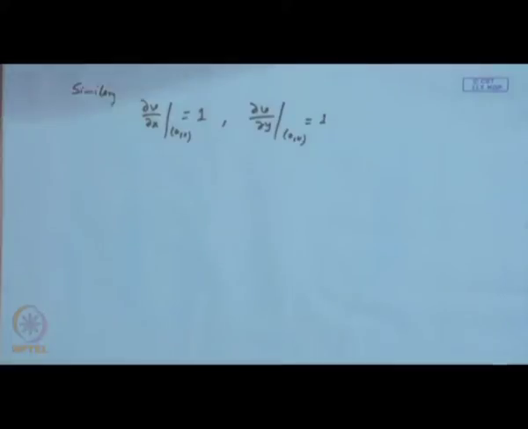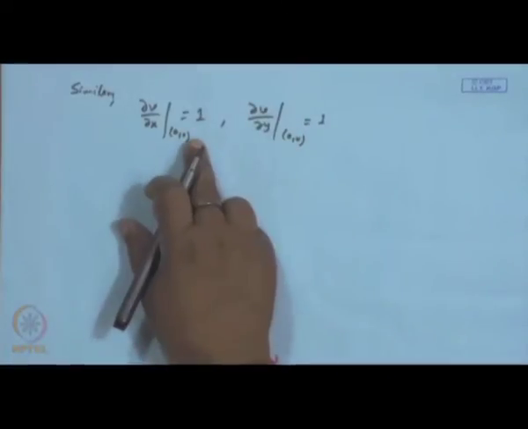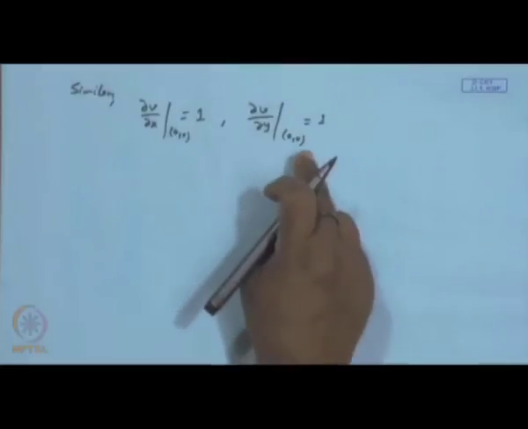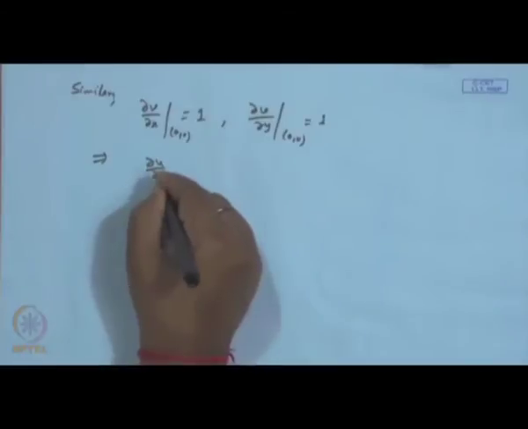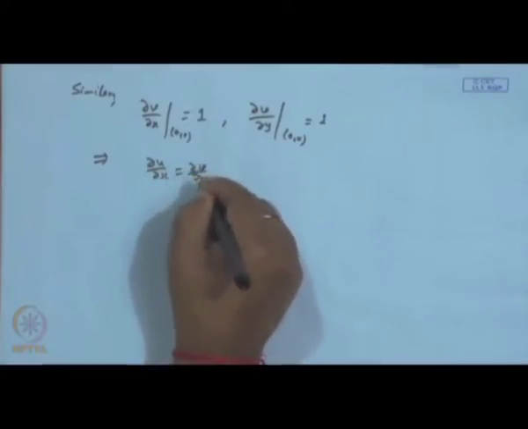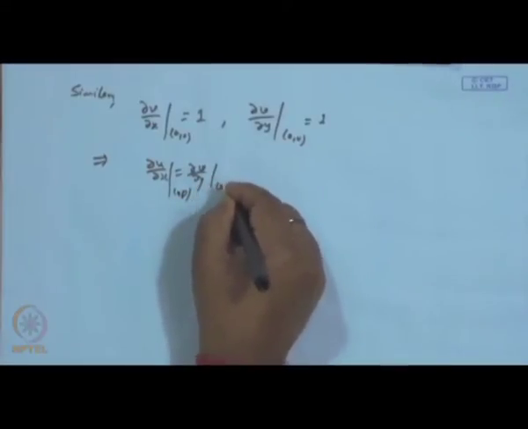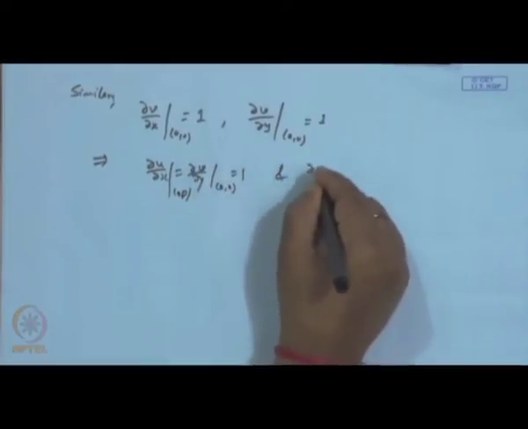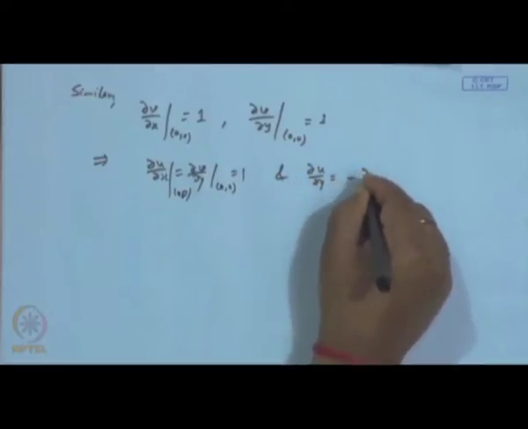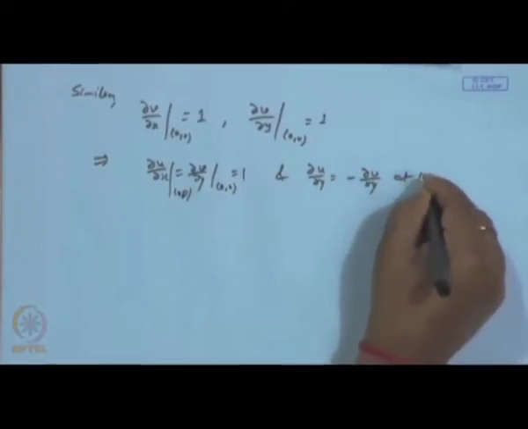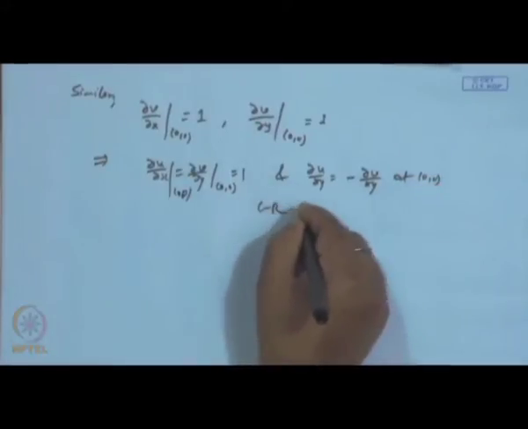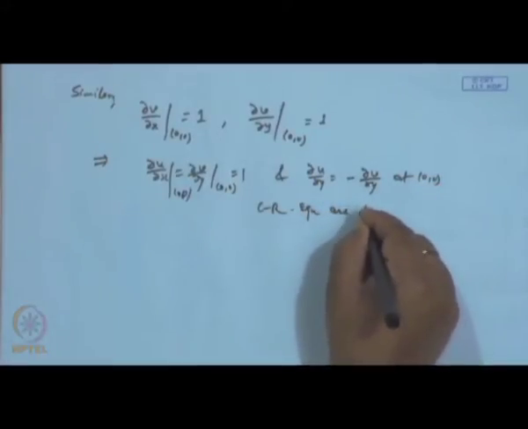So, we are seeing that del u over del x is 1, del v over del x is 1, del u over del y is minus 1, and del v over del y is 1. So, del u over del x equals del v over del y at the point (0, 0), which is 1, and del u over del y equals minus del v over del x at (0, 0). So, the CR equations are satisfied.